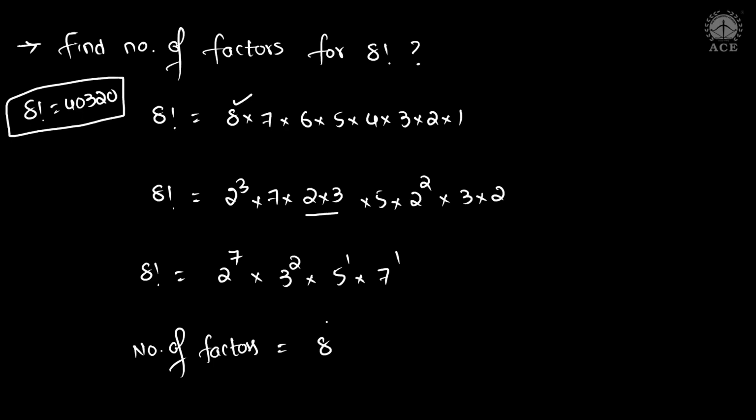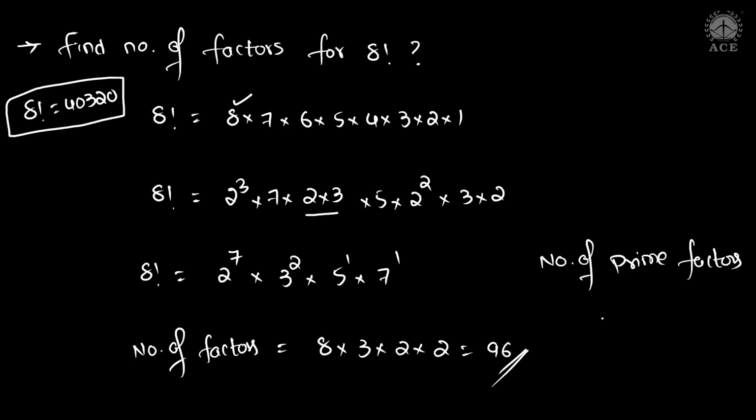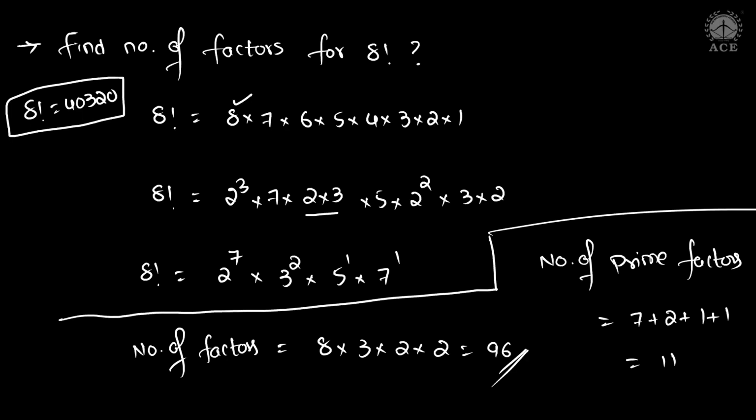Number of factors is nothing but adding 1 to each power and then multiplying. Already the power is 7, add 1 to that, and then multiply. We got 96, the number of factors. Whereas the number of prime factors, for the same question, is 11. Number of prime factors is found by adding all the powers, we got 11, my dear friends. Got it? So this is how you should handle number of factors and number of prime factors. For both, you should write the given number as a prime number power.